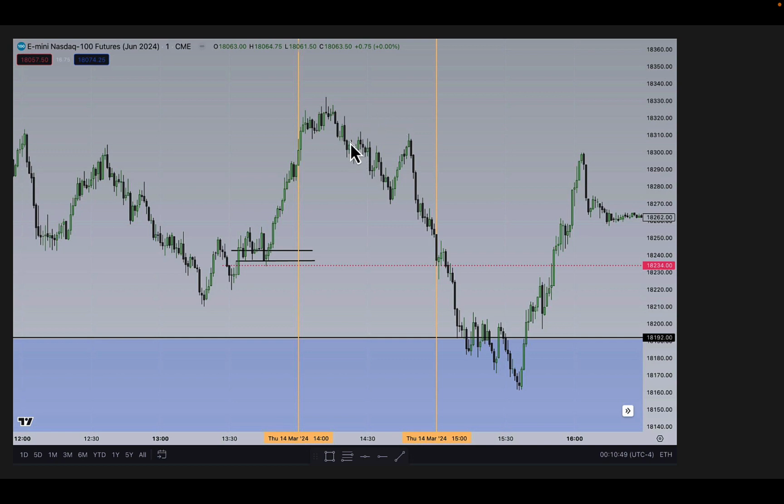All you need is one. You don't have to have ICT's 81 ways to get into a move. You need one PD array. You need an order block, a fair value gap, a breaker, mitigation block, projection block. It doesn't matter. You just need one. And the most prominent one that is easiest to find is the fair value gap.